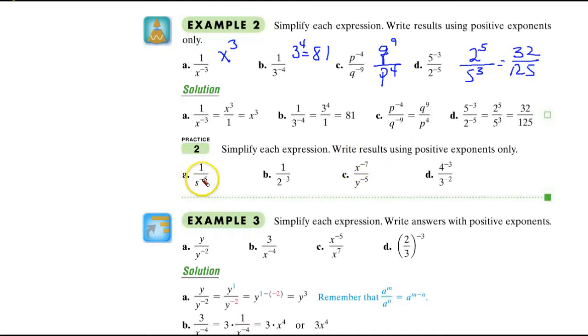And we could do these two here. Let's see. S to the 5th, 2 to the 3rd equals 8, and this is y to the 5th, x to the 7th. This is going to be 3 squared, 4 cubed. 3 squared is 9, 4 cubed is 64. All right, let's go on.